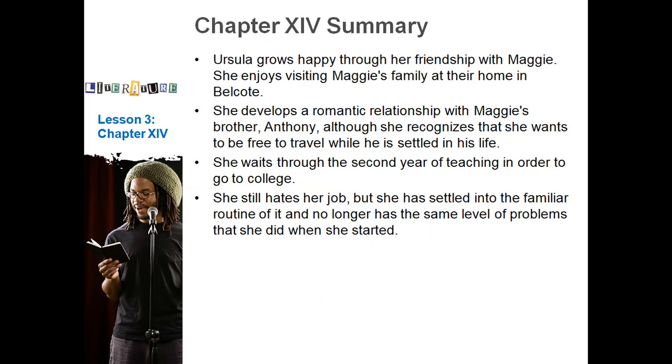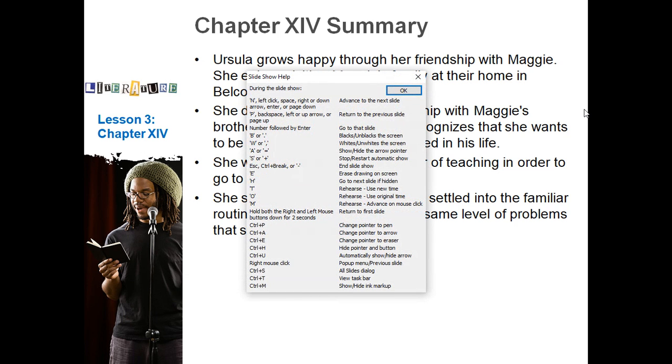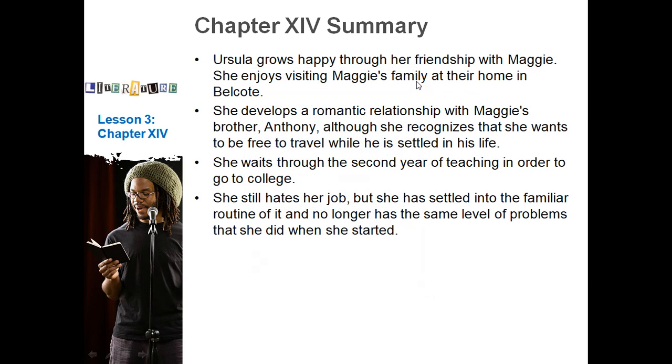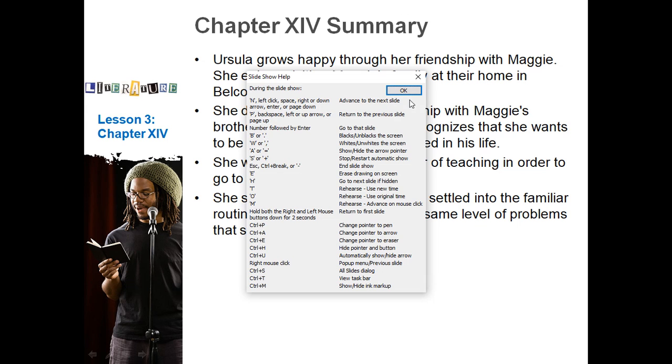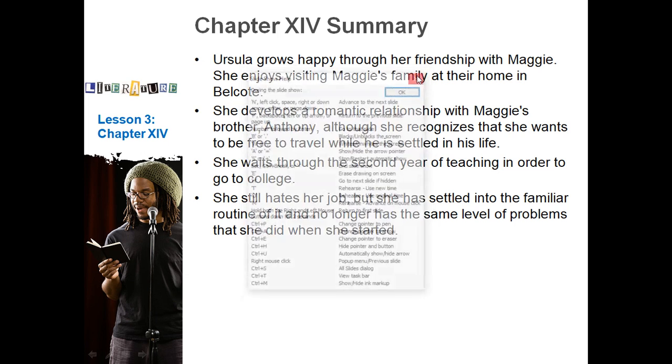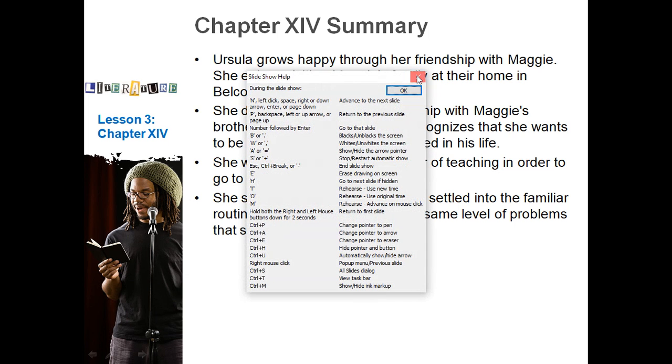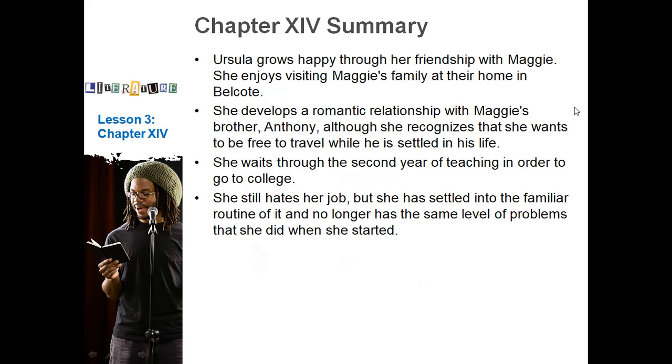Chapter 14 Summary. Ursula grows happy through her friendship with Maggie. She enjoys visiting Maggie's family at their home in Belcourt. She develops a romantic relationship with Maggie's brother Anthony, although she recognizes that she wants to be free to travel while he is settled in his life.